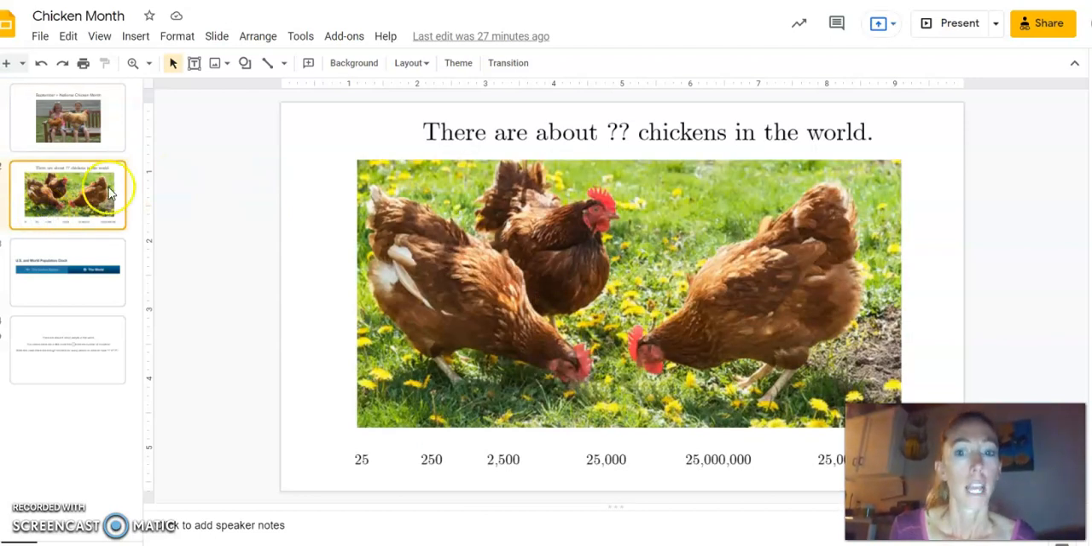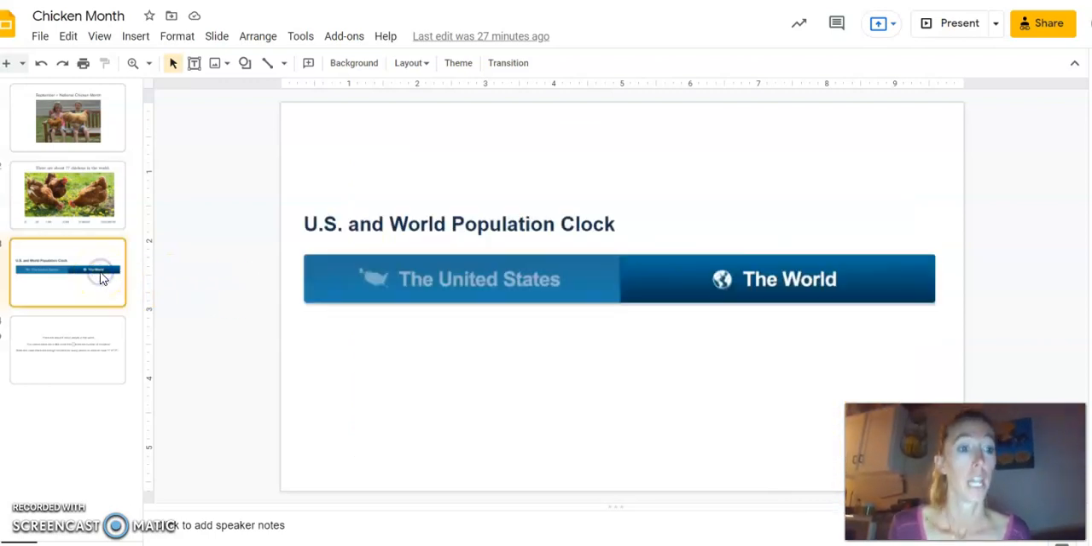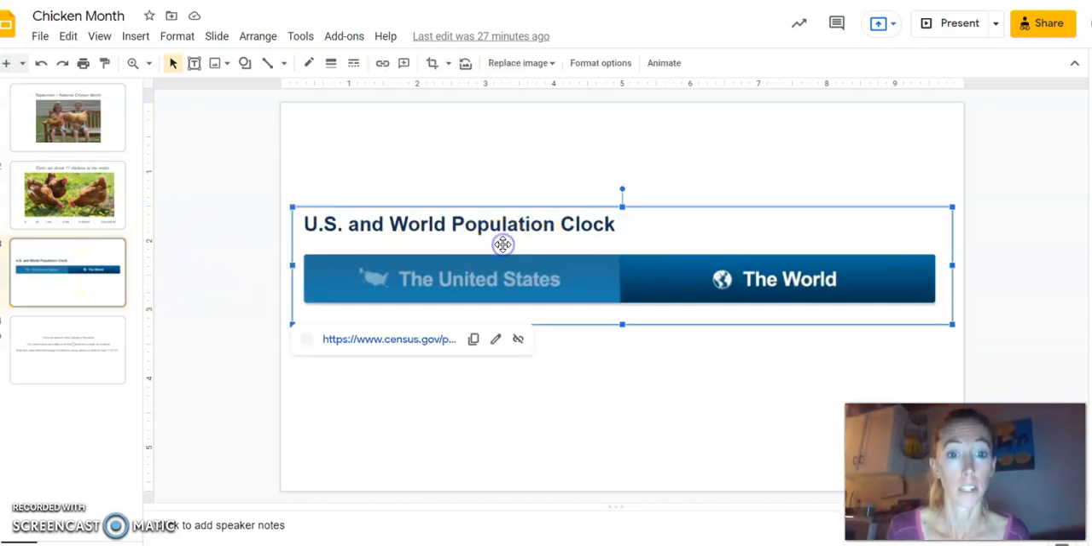All right, then here's the first fact about chickens. There are about how many chickens in the world? And then I put all these numbers at the bottom. And the point of that is to get them practicing how you say all these numbers. Like, can they even read them? Then after we've read them all, we determine which one we think is the amount of chickens in the world. And it's actually this last one, 25 billion. It's about 25 billion.